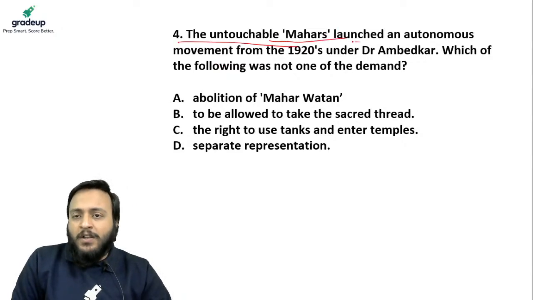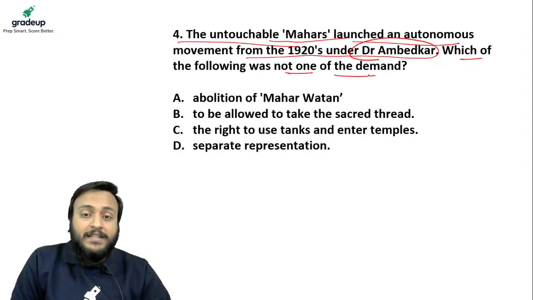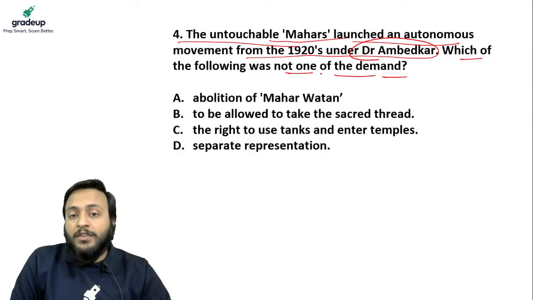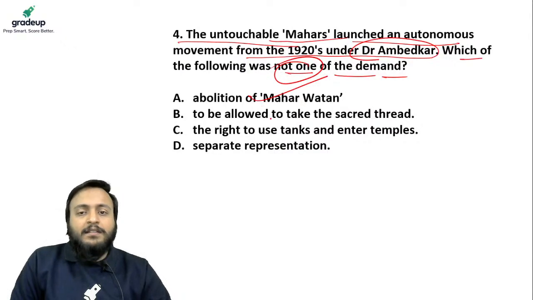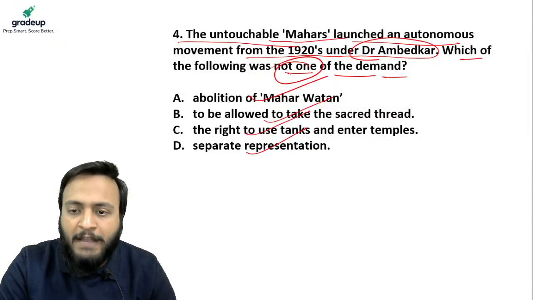Untouchable Mahars launched an autonomous movement from 1920s under Dr. B.R. Ambedkar. Which of the following was not one of the demands? Not one of the demands. Abolition of the Mahar Vatan, to be allowed to take the sacred thread, the right to use the tanks and temples, separate representation. What is your answer? Tell me very quickly. I am waiting for the answer.